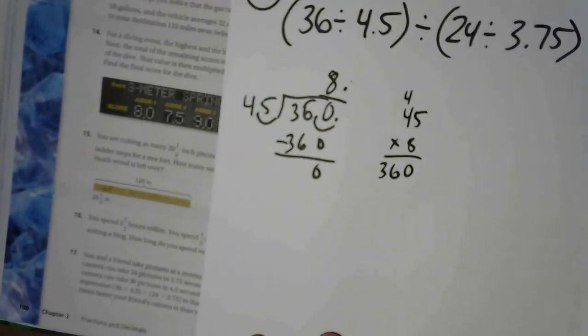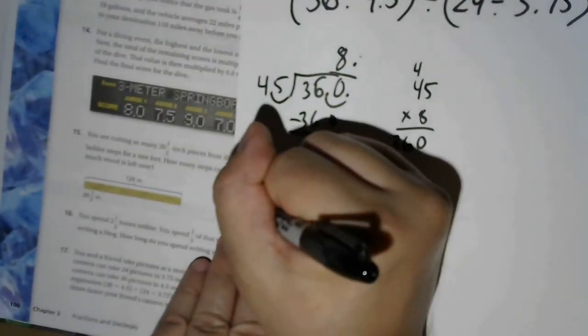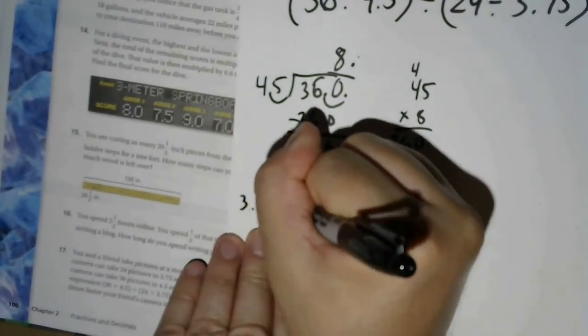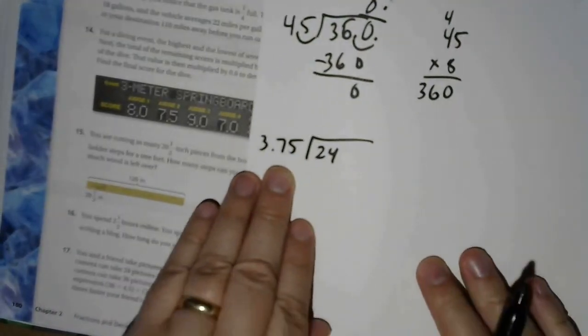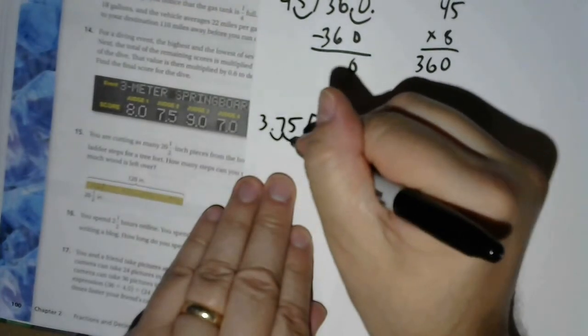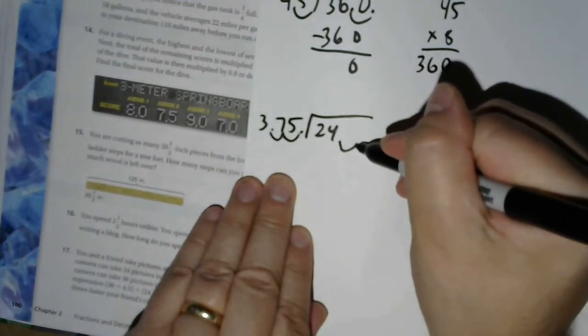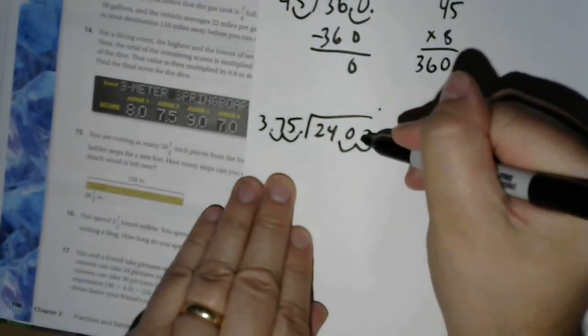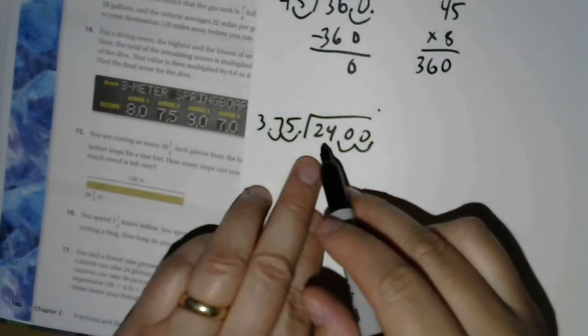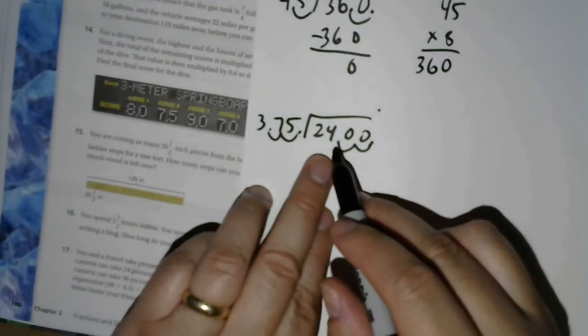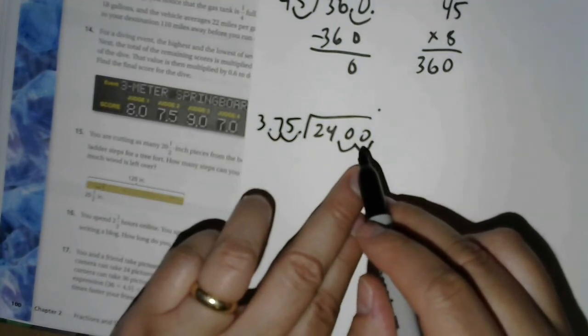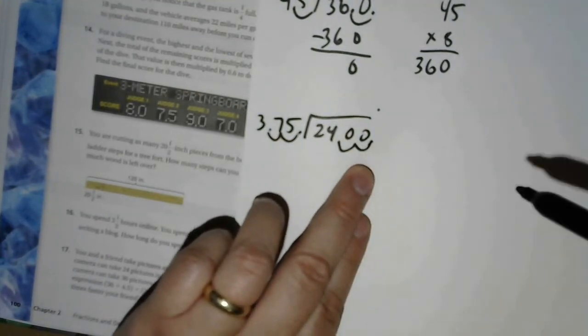It's 24 divided by 3 7/500. So 3 7/500 divided by 24. I've got to move my decimal in the divisor 2 times, which means I've got to move this one 2 times and add my zeros. 375 goes into 2. Nope. 24. Nope. 240. Nope. 2,400. Yes. But how many times?